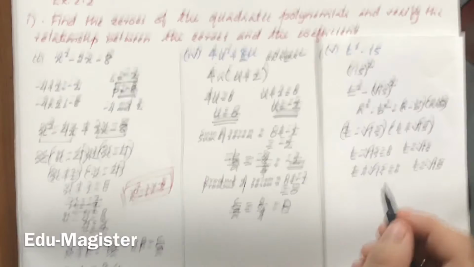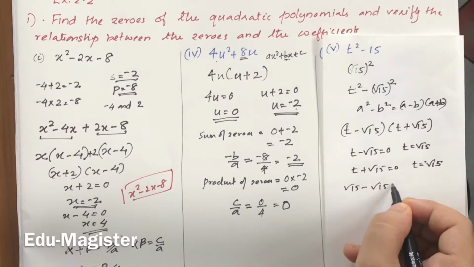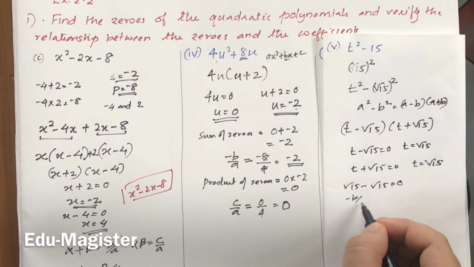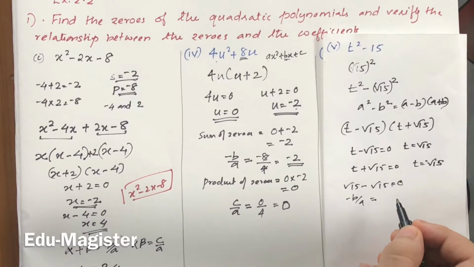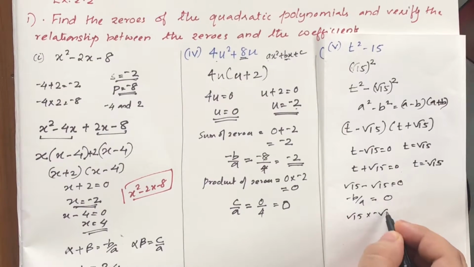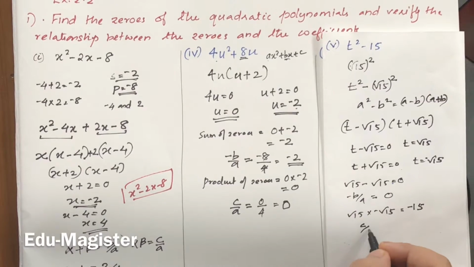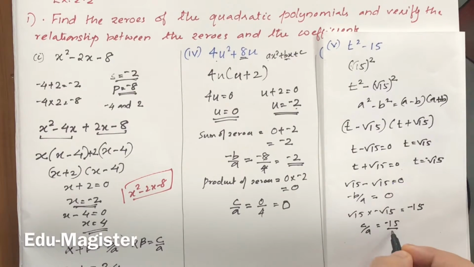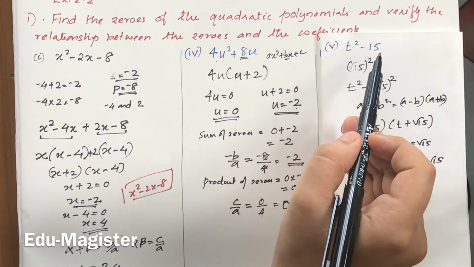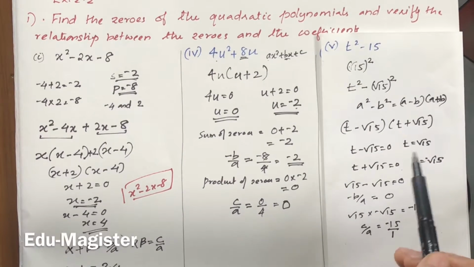Now, what is the sum of the zeros? Plus root 15 minus root 15 giving 0. And what is minus b by a in this? Minus b by a is equal to, there is no b term, right? So it is 0. And what is root 15 into negative root 15? Giving minus 15. And what is our c by a in this? Minus 15 by 1. 1 is the a, there is no b term, and minus 15 is our c. So we have verified the relationship between the zeros as well as the coefficients of the given question.